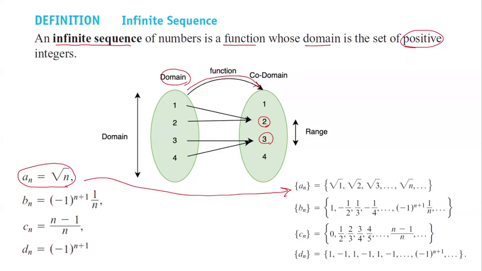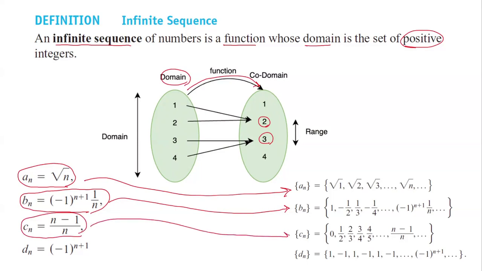Another sequence can be written as b sub n, which is -1 to power n plus 1 times 1 over n, which can be represented by its terms. When n is equal to 1, you get 1 back. When n is equal to 2, you get -1/2 back, and so on. For the third sequence, c sub n is n minus 1 divided by n, which can be represented using its terms in the range. When n is equal to 1, you get 0 back, and so on.